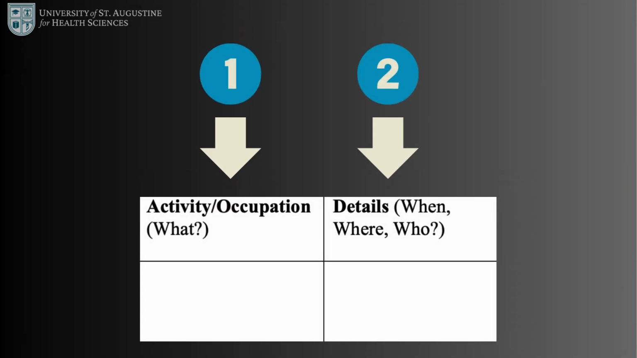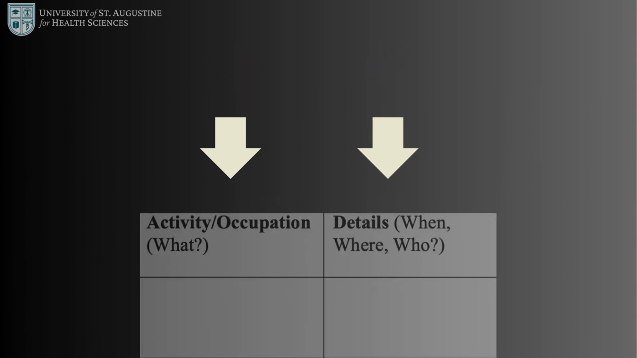Using the template or your own version, you can pause the video at this time and fill out the first 2 columns. Column 1 being the activity or occupation, and column 2 being the details of it. The who, when, where, and how long.